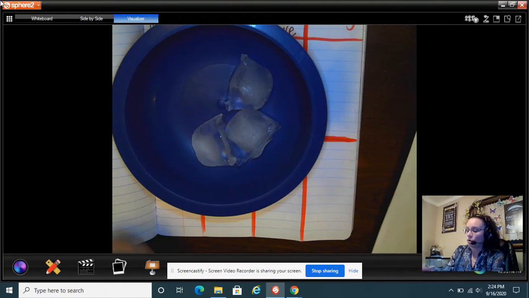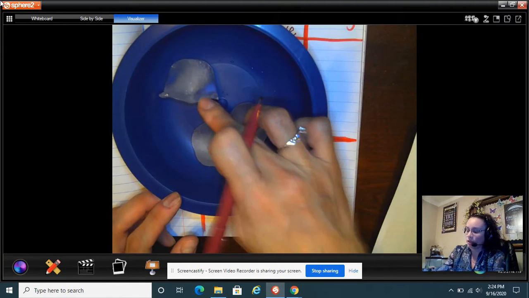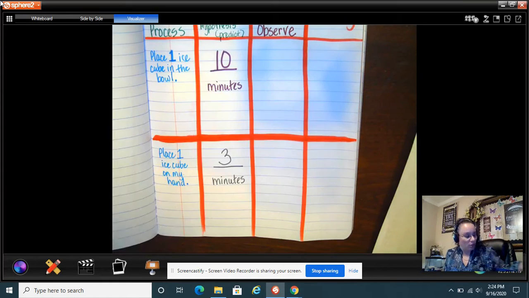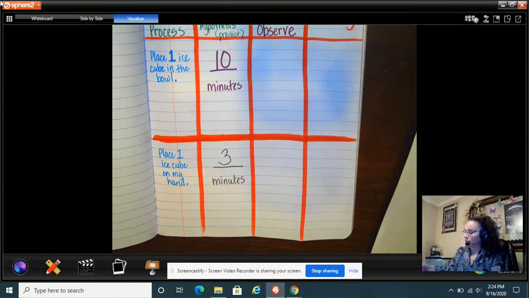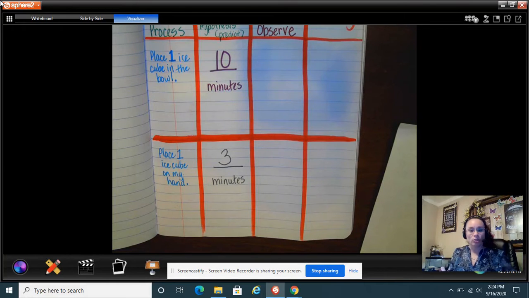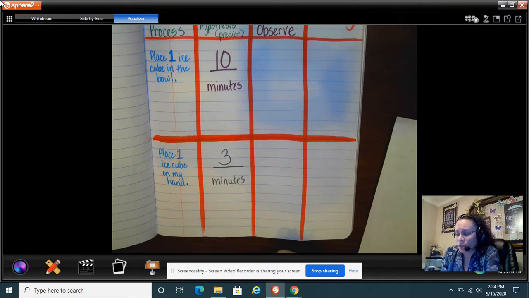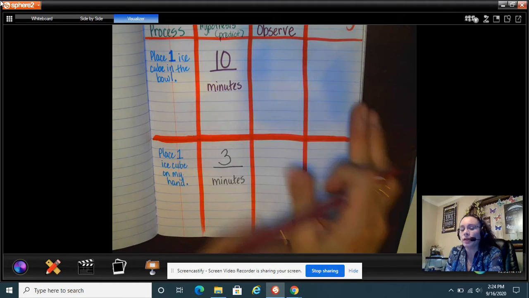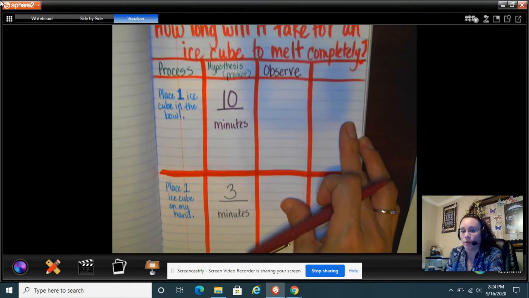Okay. So one ice cube's for the bowl, the other one's for your hand, and then the other one is going to be for a bonus experiment. Okay. So I don't know the answers yet. All I'm doing is making a hypothesis. I'm predicting what I think is going to happen.